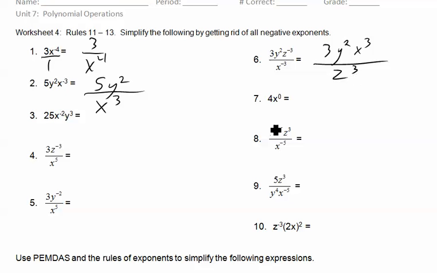One more thing here that was talked about in the rules, anything raised to the 0 power is just 1. So this x to the 0 would just become a 1. So it'd be 4 times 1 is just 4.